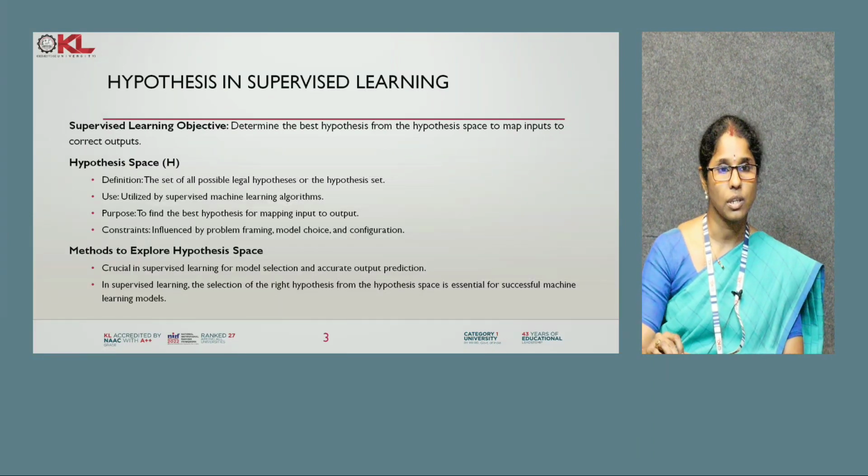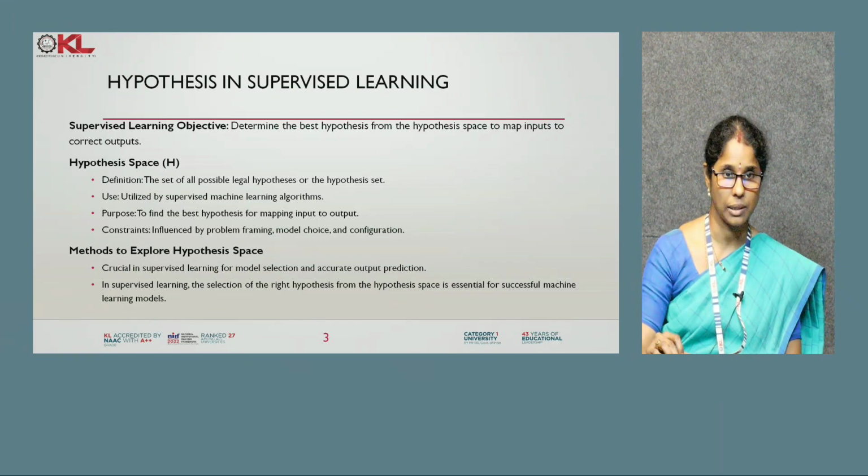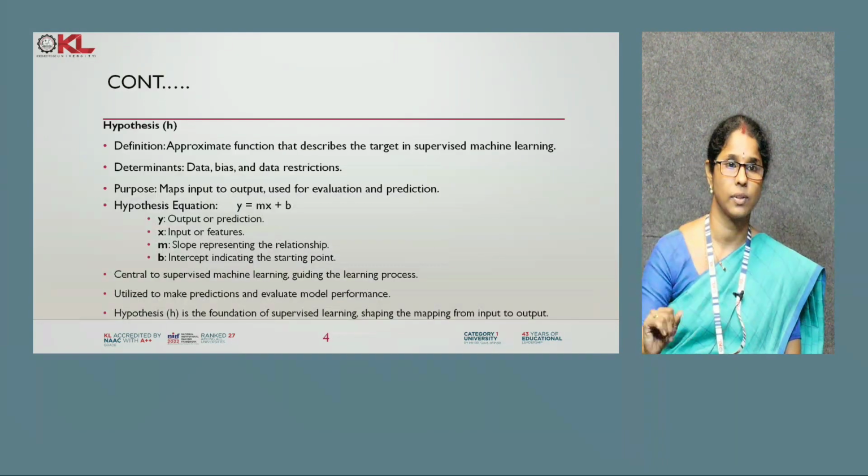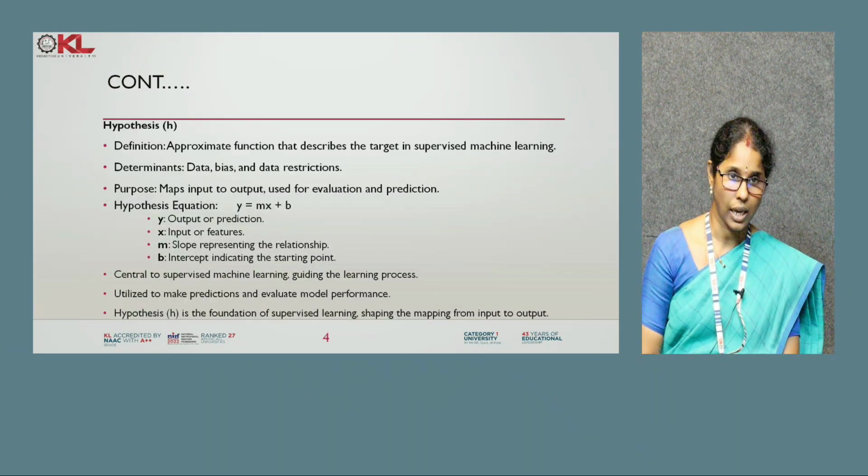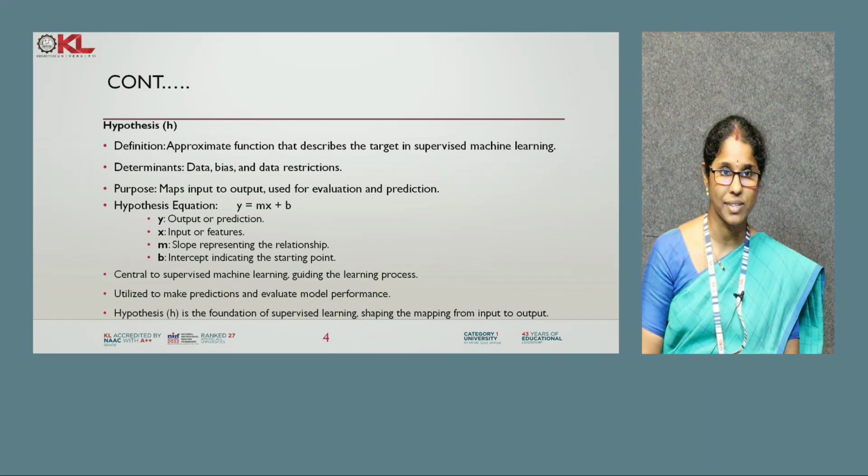It is used in supervised machine learning algorithms so that you will be able to find out the best hypothesis of all the set of hypotheses that are present, so that you can map input to the output. It is influenced by problem framing, model choice and configuration. So we have talked about hypothesis space, where we have talked about all the set of hypotheses present there. So what is a hypothesis?